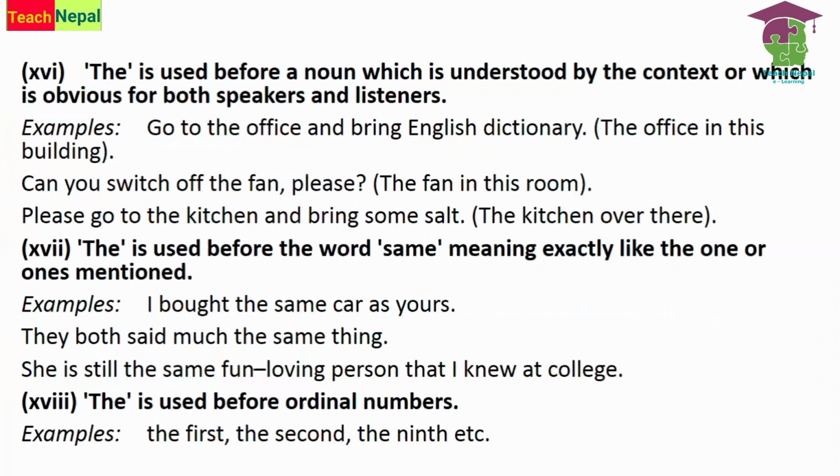The is used before a noun which is understood by the context or which is obvious to both speaker and listener. Right? Go to the office. The office here means they already know about the office. Both speakers already know which office it is. So they are saying the office. Can you switch off the fan please? The fan means the listener already knows which fan the speaker is referring to.